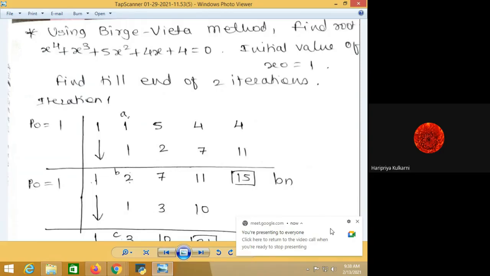Okay, so here we are going to apply the synthetic division that we have studied in the last video. Suppose this is the polynomial equation, x raised to 4 plus x cube plus 5x square plus 4x plus 4 equal to 0. The initial approximation is given as 1 and the number of iterations is 2. So, let us solve the numerical.